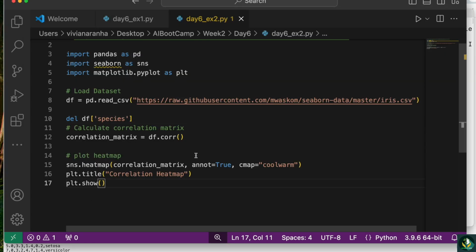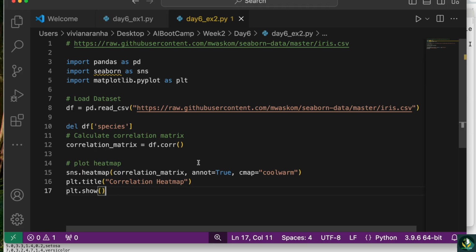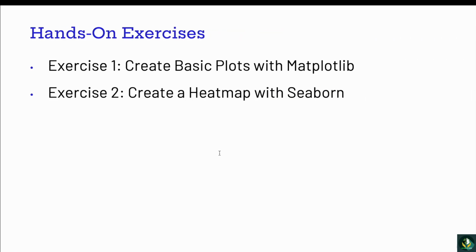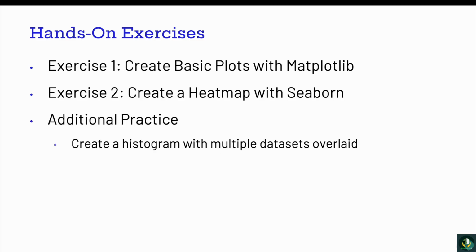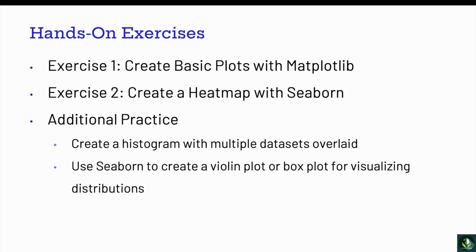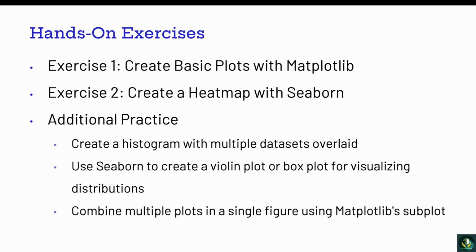I hope you were able to follow along with this. If you have any questions or had any other issues that I'm not facing, let me know. For additional practice, you can look at how to create a histogram with multiple data sets overlaid. That's one thing that you can try. Next, you can try to use Seaborn to create a violin plot or box plot for visualizing distributions. Next, try to combine multiple plots in a single figure using matplotlib's subplot. So try this out and let me know if you have any issues or problems.